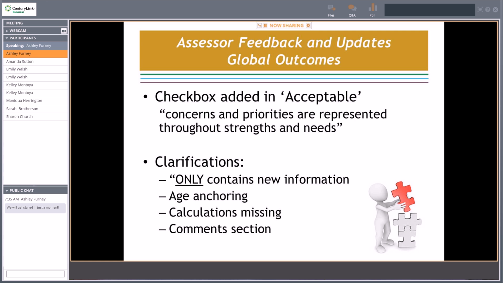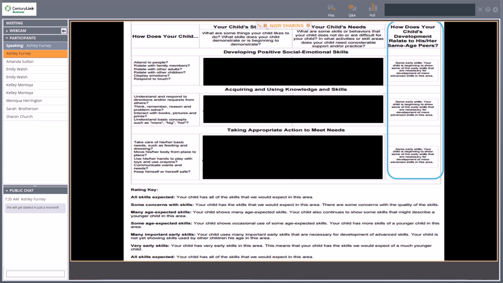And there was also some question around age anchoring and how to identify when it is present. This refers to the global outcomes rating. So we want to see some of that verbiage in the how does your child's development relate to his or her same age peers infused into the strengths and needs. Some examples of that would be beginning to or occasional use of. So that's what we're looking for there.